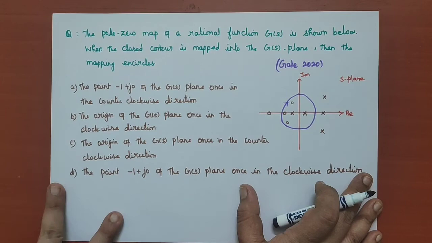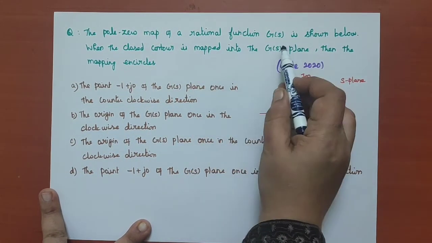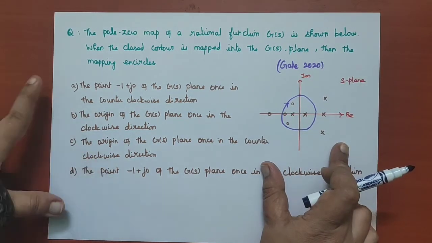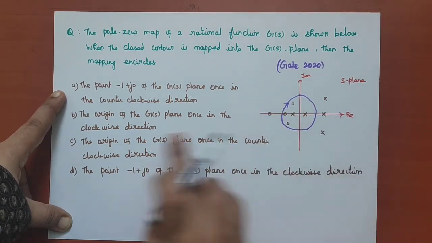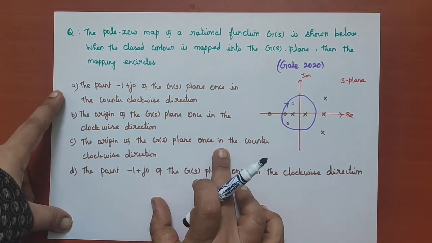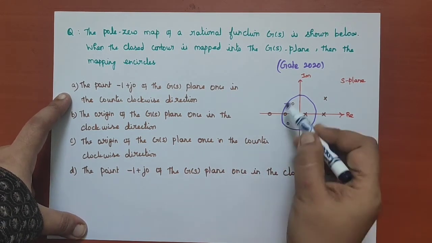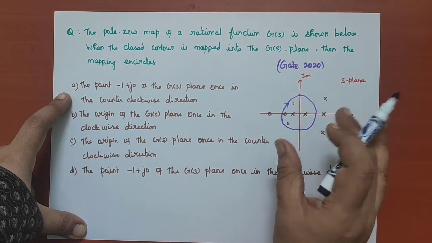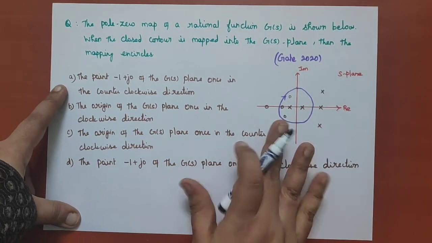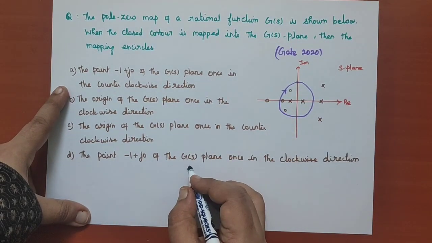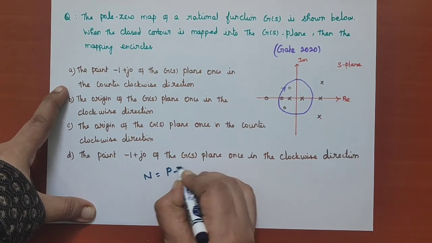Okay. The next question is, the pole-zero map of a rational function G of s is shown below. When the closed loop contour is mapped in the G(s) plane, then the mapping encircles what? This is the question. Here the contour is encircled in the clockwise direction, and in this diagram, there are 2 poles and 3 zeros inside the contour. For this, we have to know about the Nyquist stability criterion. According to the Nyquist stability criterion, N is equal to P minus Z.